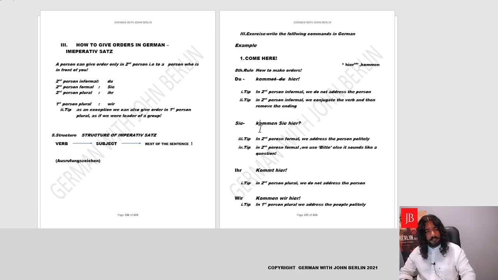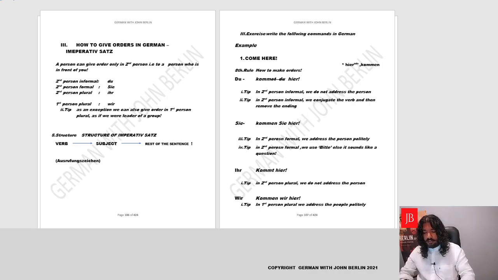Do you come here? Yes. Now it depends how you express this sentence. If you say, kommen Sie hier, it sounds like an order. If you say, kommen Sie hier, it sounds like a question. So how you basically articulate the sentence finds out if it's an order or a question.